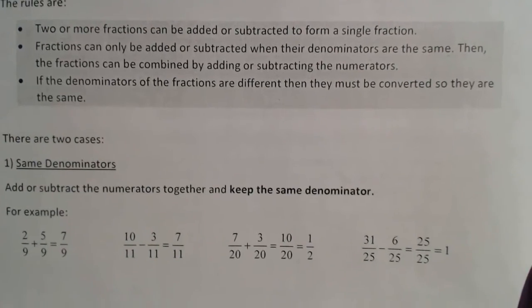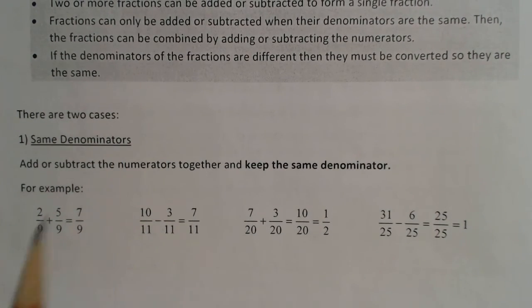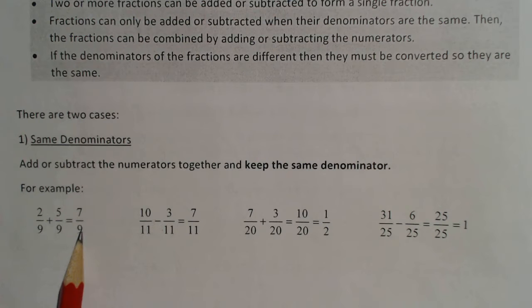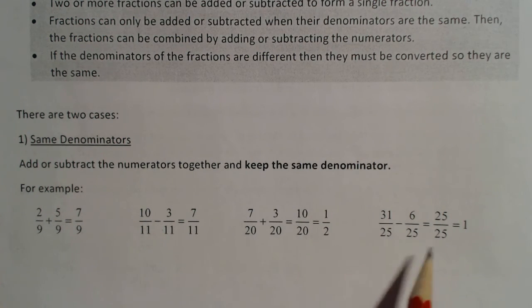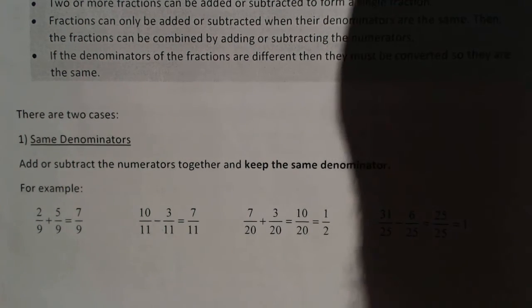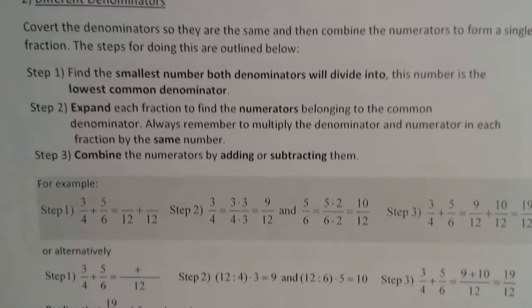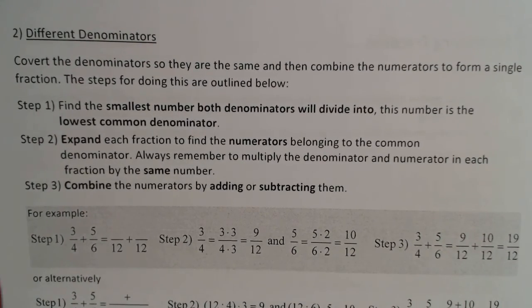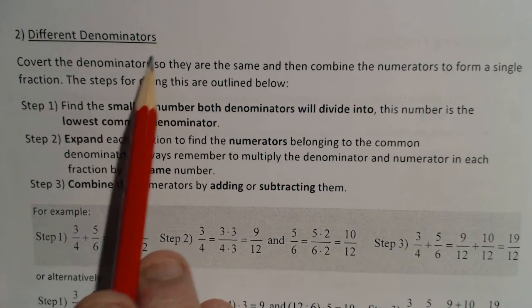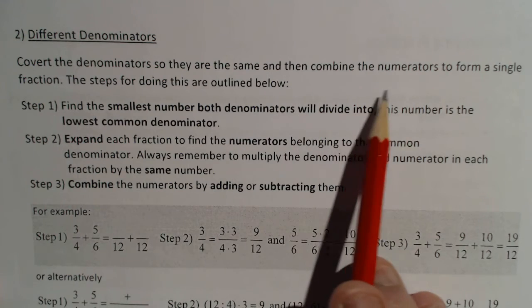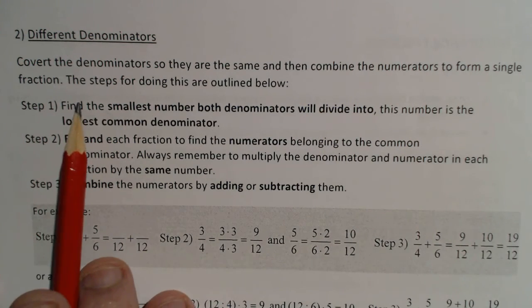So here are the two cases when the denominators are the same. You can see here we just simply add the two numerators. So we have 2 over 9 plus 5 over 9 gives 7 over 9. We have 10 over 11 minus 3 over 11 gives 7 over 11, and so on. Now let's have a look at case 2, where the denominators are different. Now when the denominators are different, we need to convert the denominators so they are the same and then combine the numerators to form a single fraction.